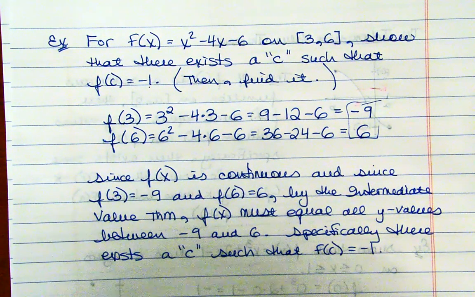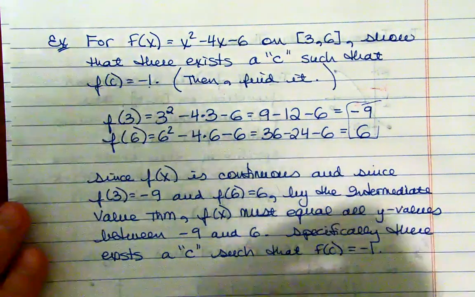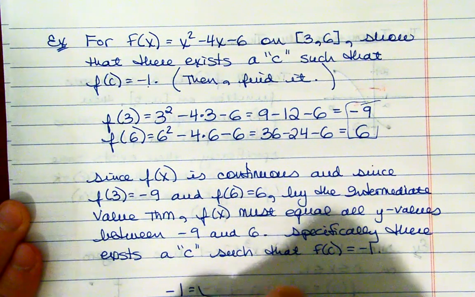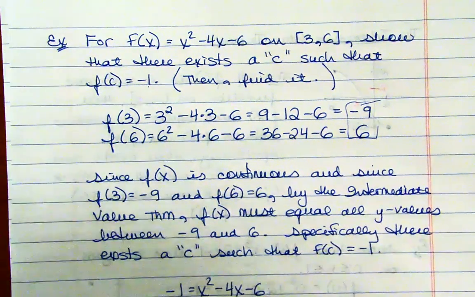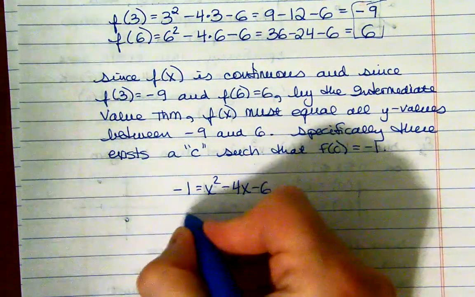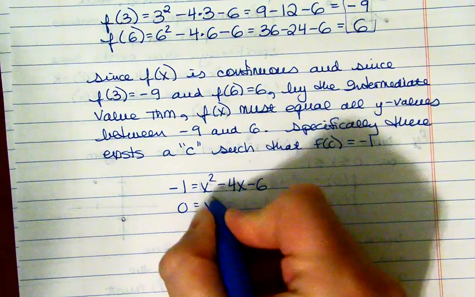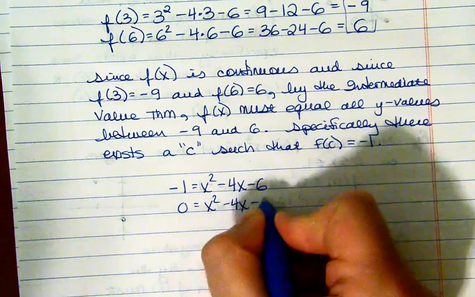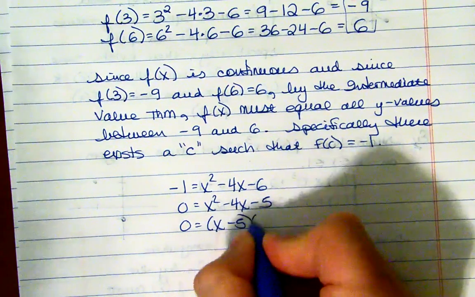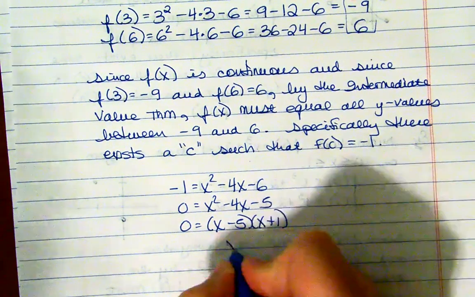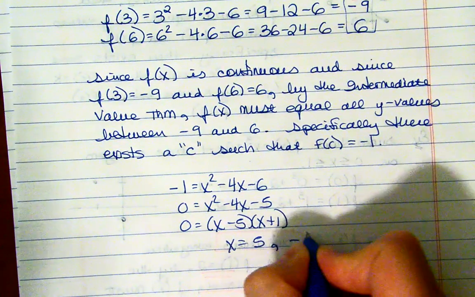Well, to find it, all we need to do is set the function equal to negative 1. And we're going to solve. 0 equals x squared minus 4x minus 5. I can factor that thing into x minus 5 times x plus 1. So I'm going to get x equals 5 and negative 1.